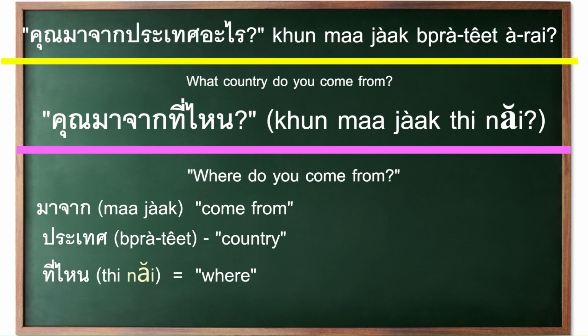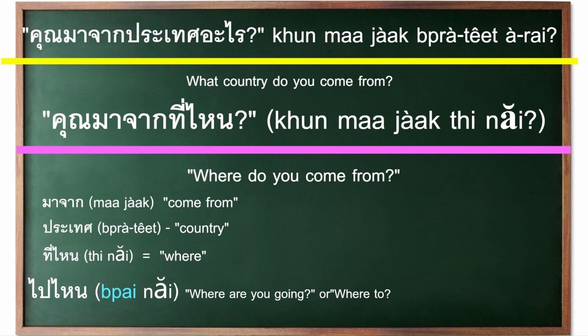ไหน means where in a general sense. It's used to inquire about the location of something or someone. It's a question word that can be used in various contexts to seek information about location, shifting from ที่ไหน to another similarly structured but distinct phrase, ไปไหน, which is also widely used in daily Thai conversations. This phrase translates to where are you going or simply where to.